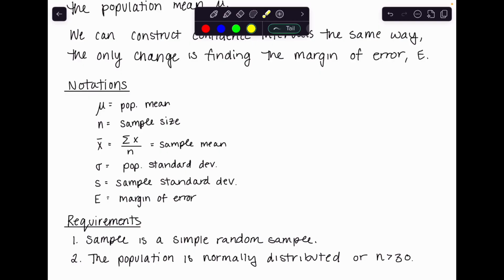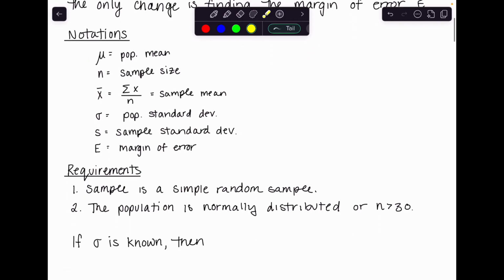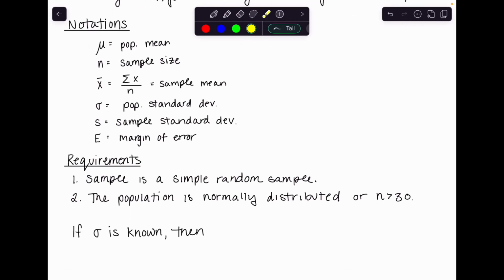So as long as we have those two things, then we're going to be able to find the margin of error in one of two ways. It depends on whether we know the actual population standard deviation or if we don't. So we're going to start with the first case, if σ is actually known. Then you're going to be able to use those normal critical values from before. We find our z-scores, and then that gives us the critical value.